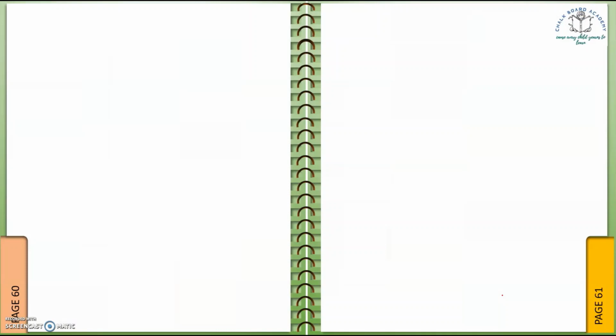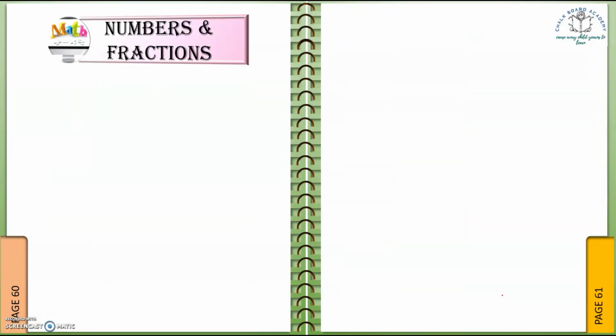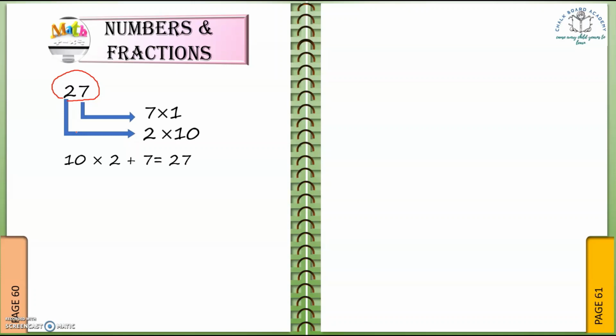Now we have another variety of questions here, that is numbers and fractions. In this we will be doing numbers and we will be doing fractions as well. So let's see the number. Here we have taken a number for example, 2 and 7, 27. 7 is at unit place and 2 is at tens place. So 7 is actually 7 multiplied by 1 because it is at unit place. Then we have 2, that is 2 multiplied by 10. So it becomes 20. So 20 plus 7, that is 27.